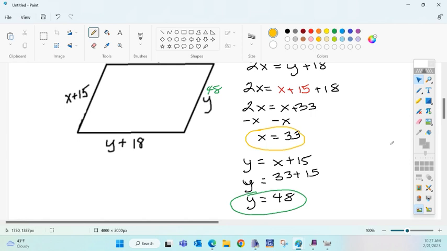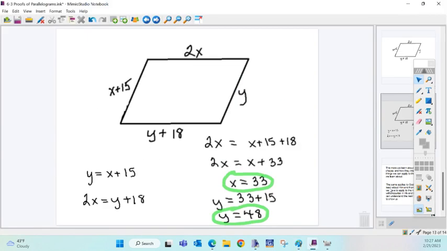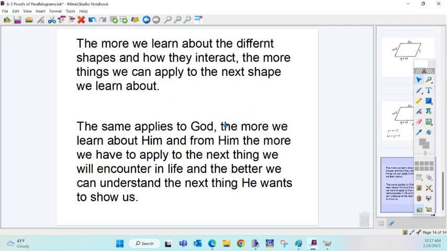Okay. And then the last little bit was something that, when I was making up this lesson a couple of years ago, was just a little spiritual insight that dropped in. We're learning about shapes and how they interact and what's true about them. And then we can take what we learn and apply it to the next thing. And that's kind of like life, kind of like God. We can learn more and more things about him. And then the next thing we encounter, we can apply that and better understand what he's about.